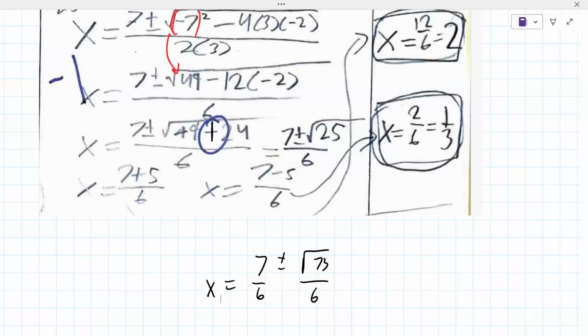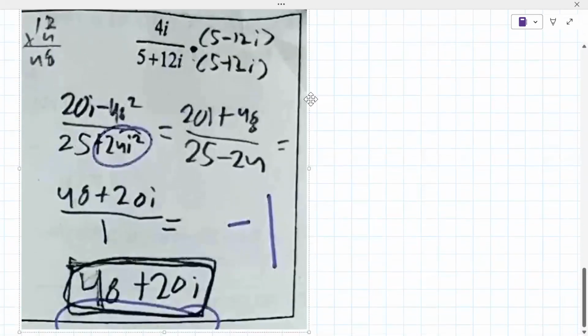Right. What's next? Let's go over number 6, the last one. The one that's 4i over 5 plus 12i. Yeah, let's take a look at it. The one before, I kind of understood that was a sign error. I looked at the teacher's work and compared it. The last one I still don't understand.